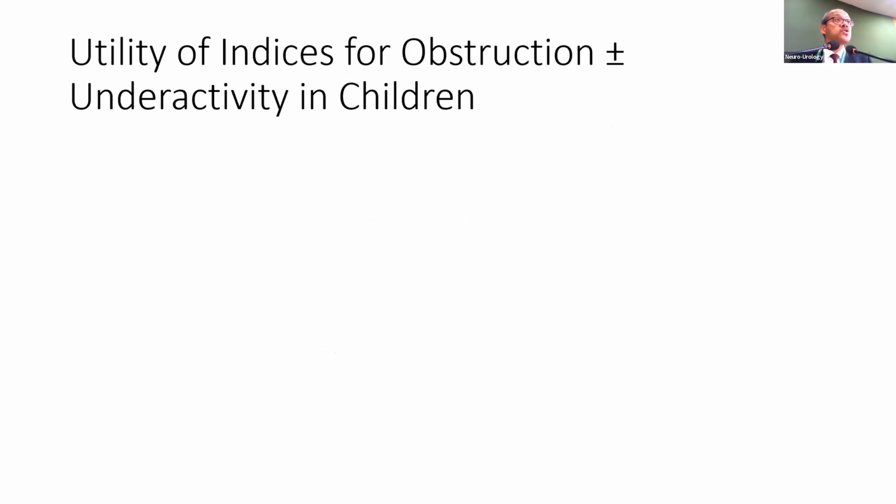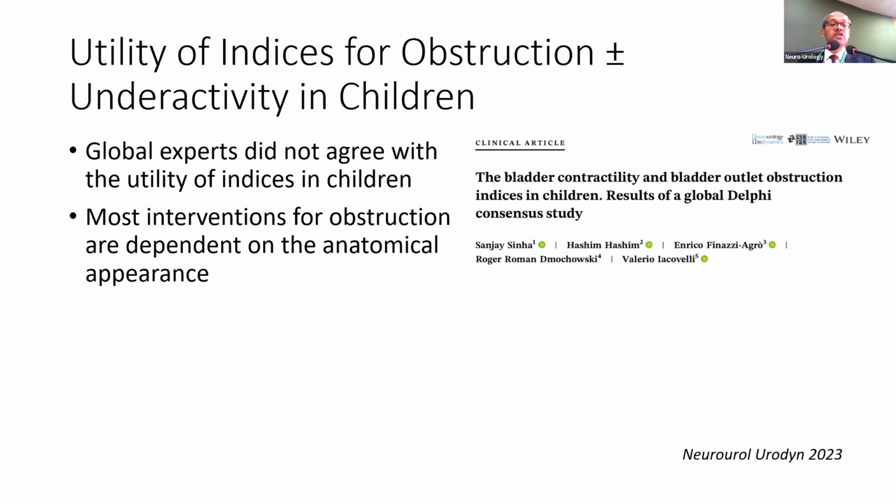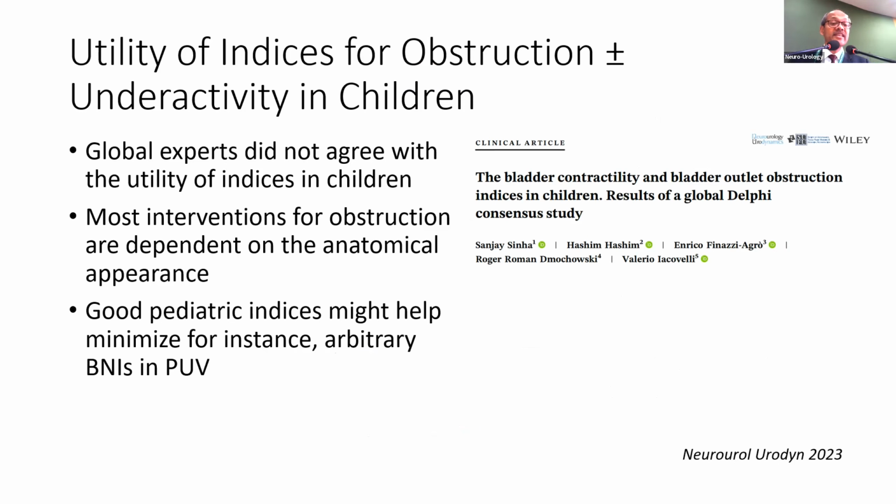Are indices of obstruction useful for a child? Global experts do not agree about the utility of indices in children. Most interventions for obstruction in children are dependent on the anatomical appearance rather than demonstrating obstruction or underactivity. Pediatric indices might help, of course, for instance, in avoiding arbitrary bladder neck incisions for children who have had a PUV before. But at this point, we do not have good indices for children.